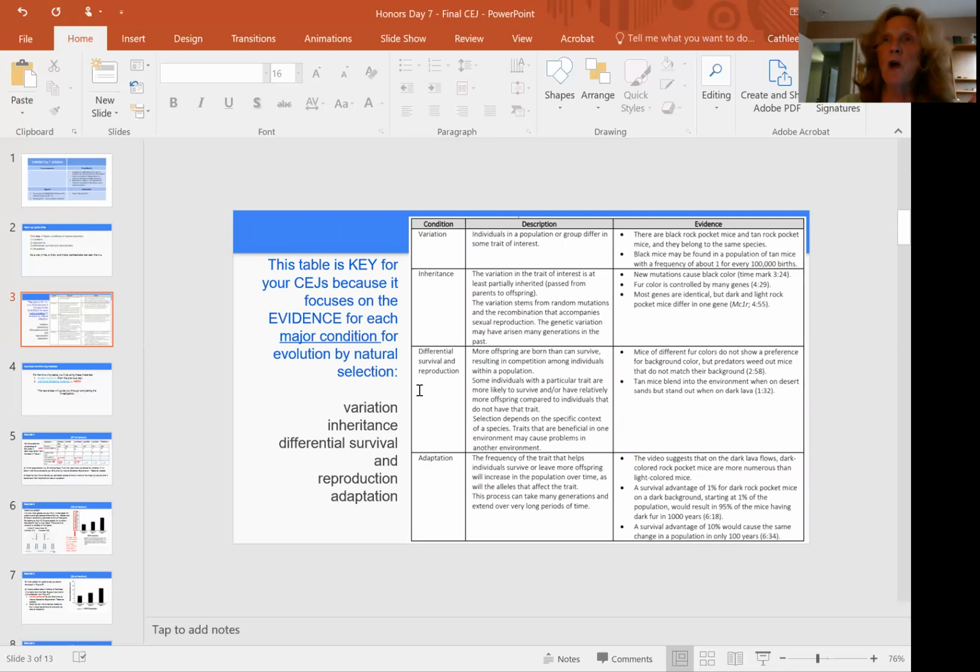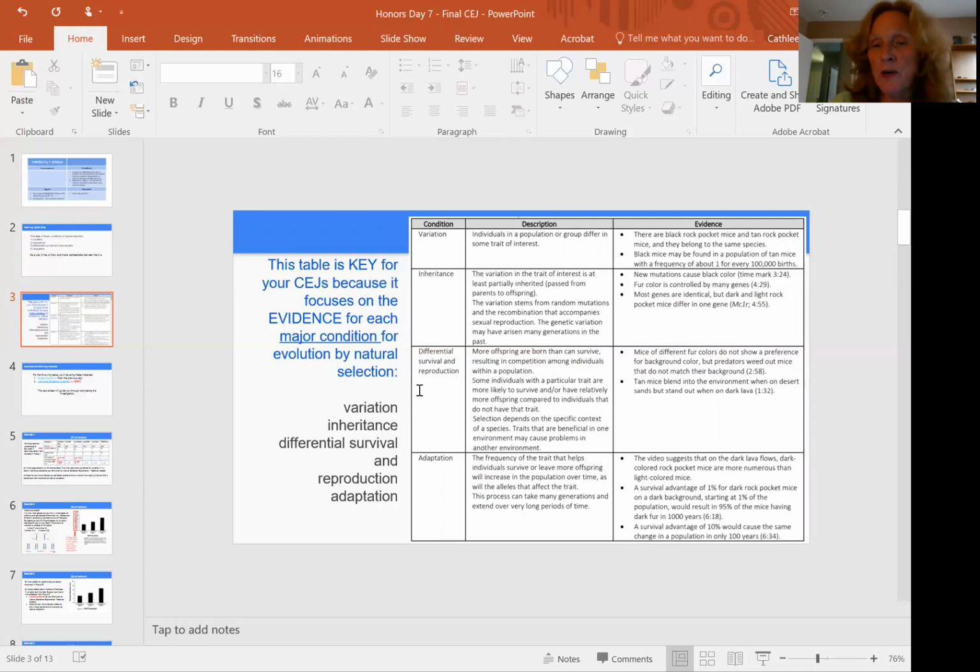When you are writing your CEJ and you pop that evidence graph up there and analyze it, when you go to write your justification, what scientific concepts are you talking about? What conditions is your evidence being supported by? Is it being supported by variation? Well, how would you know that?